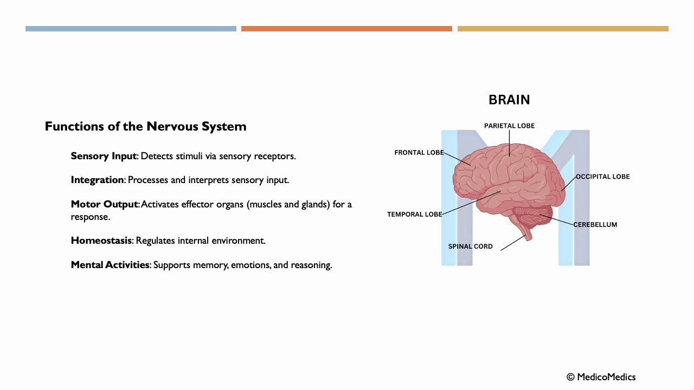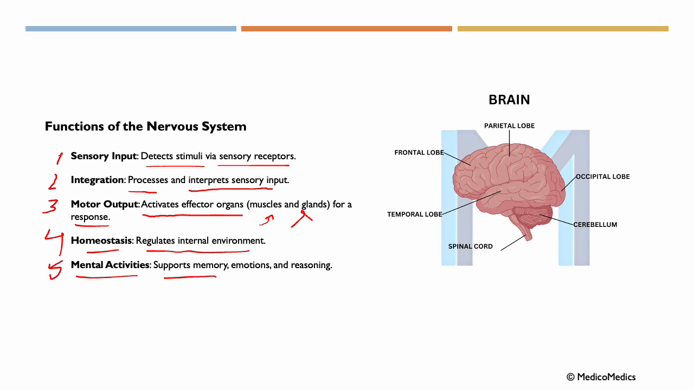Now, what are some functions of the nervous system? First of all, we have sensory input, where we detect stimuli through our sensory receptors. There is integration, so processes and the interpretation of this sensory input. Then we have motor output. So it activates effector organs like muscles and glands for a response. Another function is homeostasis, so it regulates the internal environment. And number 5, mental activities, so it supports memory, emotions, and reasoning, etc.